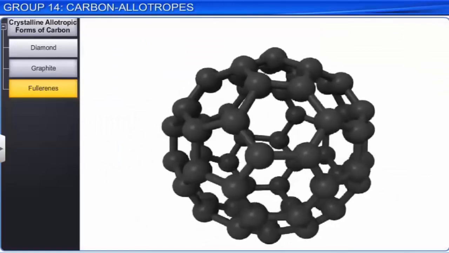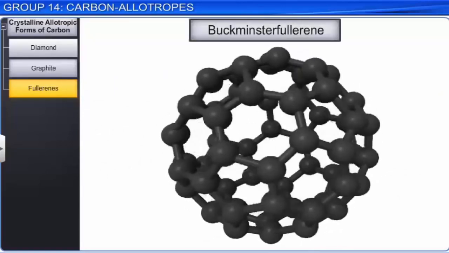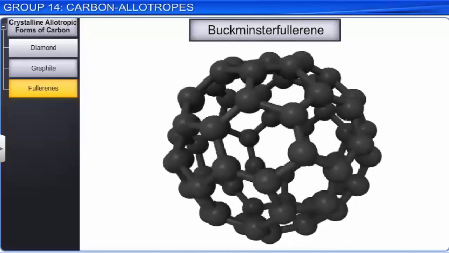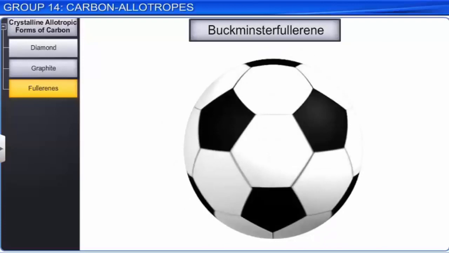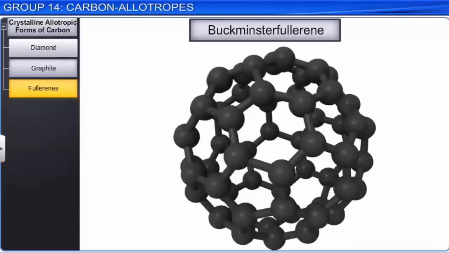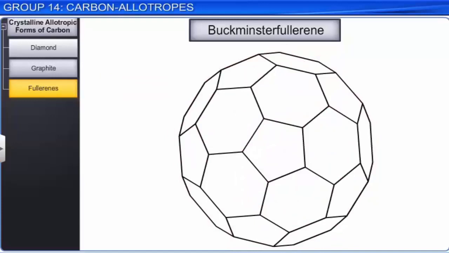Fullerenes are cage-like molecules. C60, or Buckminsterfullerene, named after the American architect famous for his geodesic dome structures, looks like a soccer ball. It is sometimes referred to as a buckyball. Buckminsterfullerene contains 60 carbon atoms arranged as a hollow sphere. This ball-shaped molecule has 60 vertices, each occupied by a carbon.